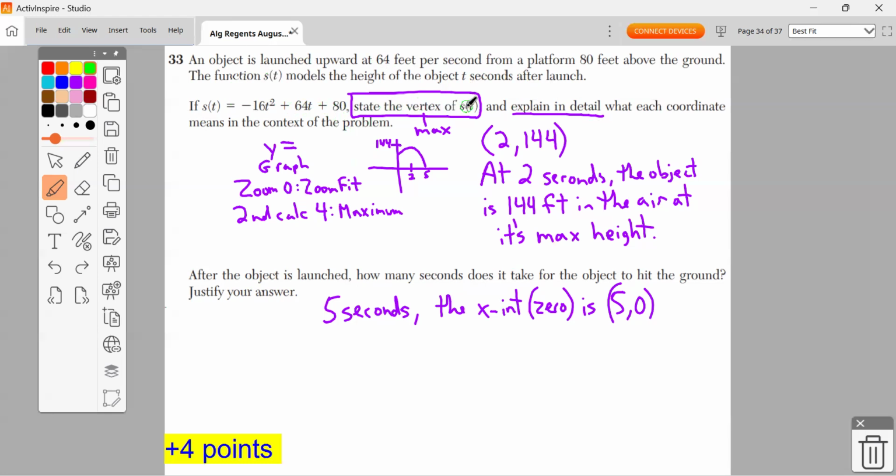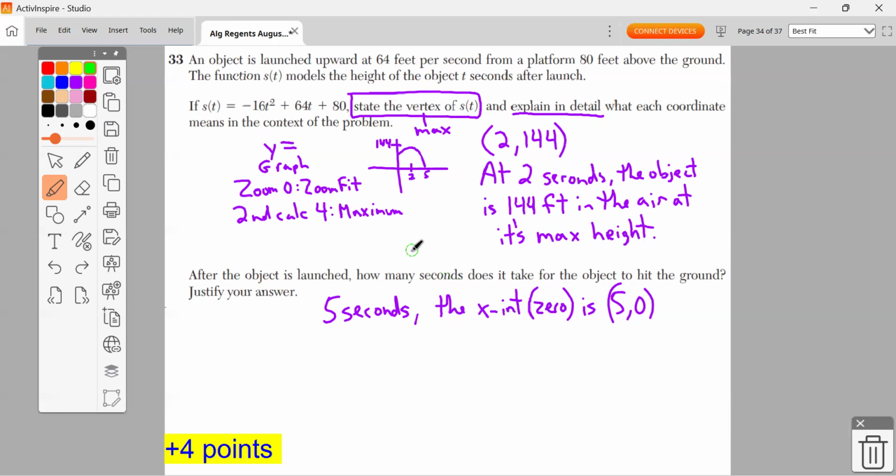State the vertex. So state the coordinates of the vertex. That's going to be your min or your max. And explain in detail what each coordinate means. So that's where we're going to get 3 credits from. 1 credit for your x value, 1 credit for your y value, 1 credit for the explain in detail, and then 1 credit for this bottom part.